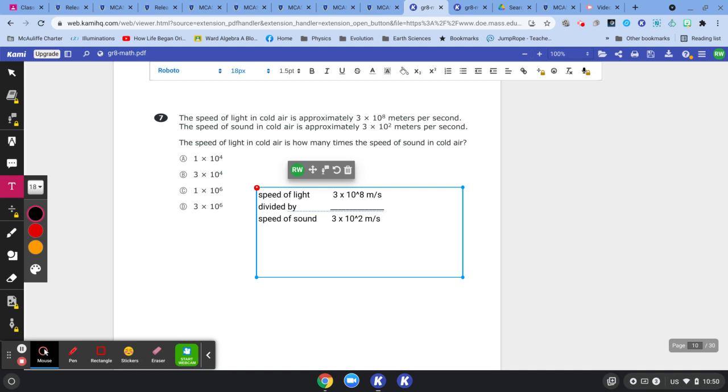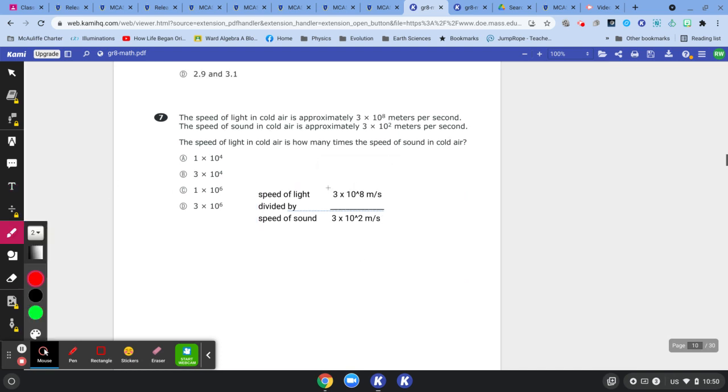Okay, so when we're dividing scientific notation, actually the whole point of scientific notation is not just to write numbers in a new way. I mean, it's helpful, but the real point is to be able to do operations quickly with numbers. So we're going to separate out the 3 divided by 3, and the 10 to the 8th divided by 10 to the 2nd. The meters per second is just going to go away. That's getting canceled out because it's meters per second over meters per second, so we can just do all the operations separately.